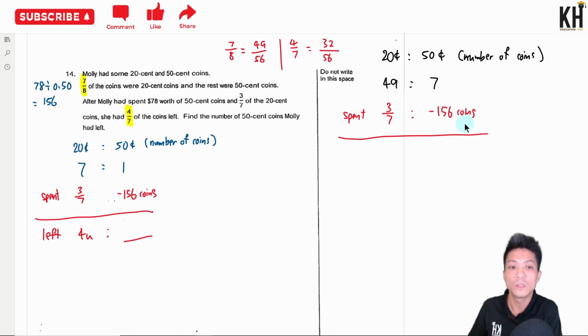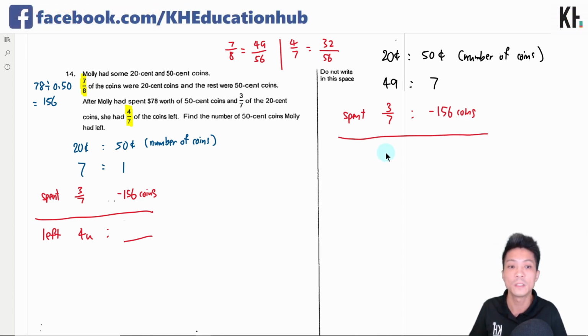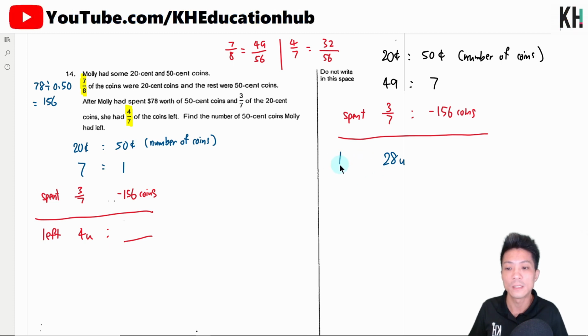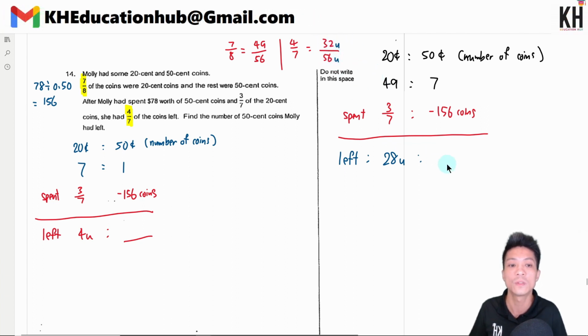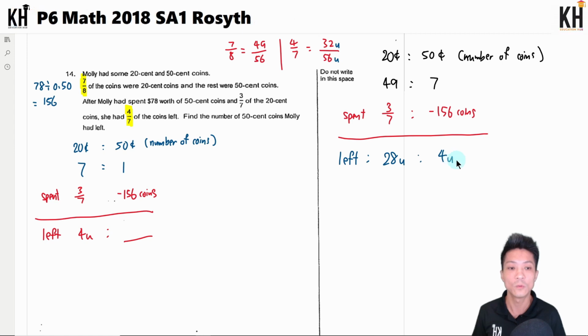Okay, so now we know that 4 times 7, this is a 20. I'll write it in blue. Okay, this is left. Okay, 28 units. And then remember over here it says that she had 4/7 of the coins left, right? 4/7 is 32 units over 56. Since this is 32 units, then we know that this is a 4 unit. Okay, because 28 plus 4 is 32.